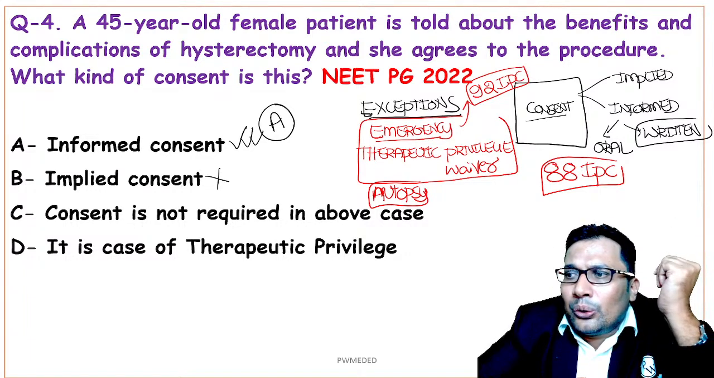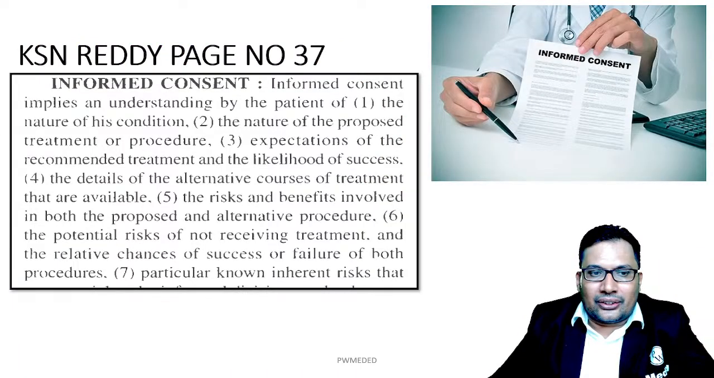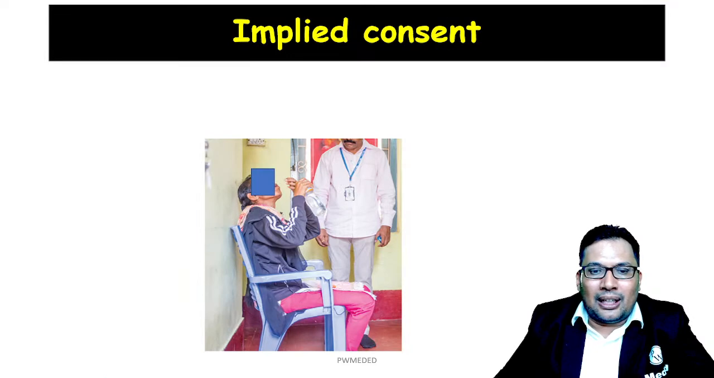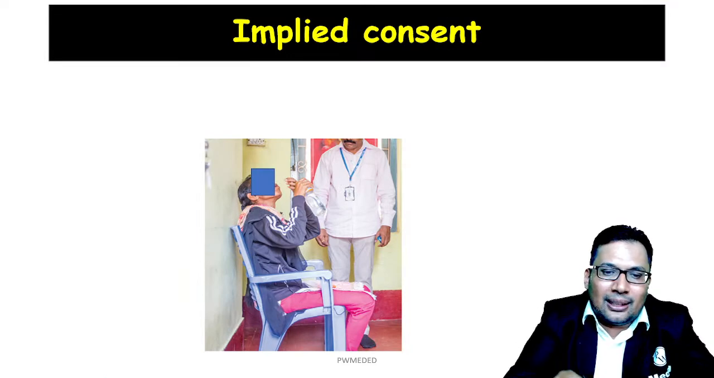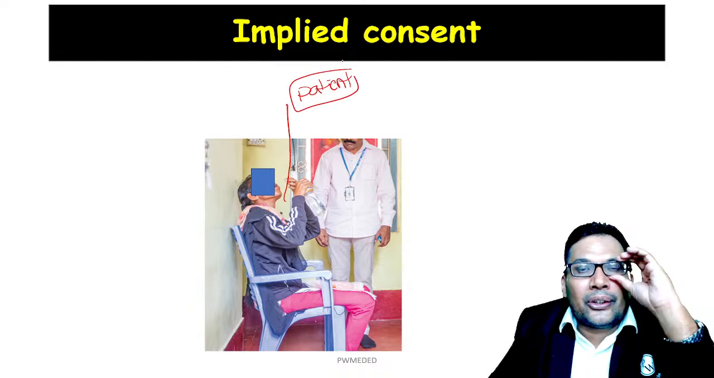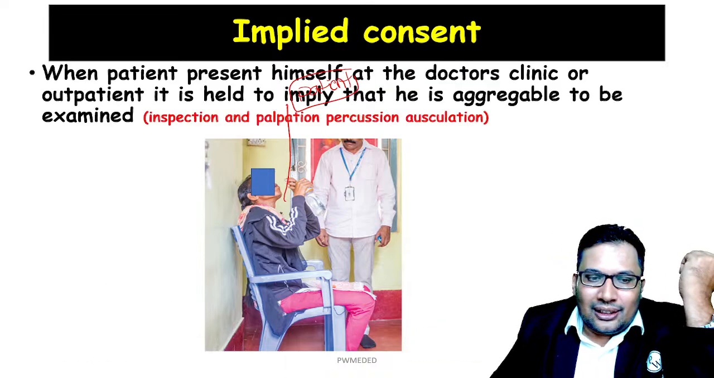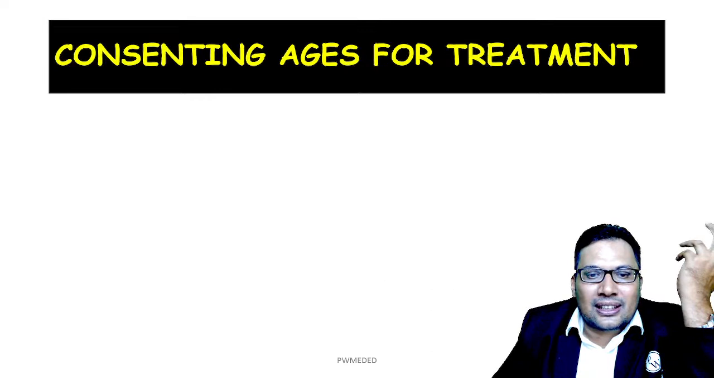So all of you write: 92 is equal to emergency. Next, look at this: implied consent. I think you can see the patient here. When a patient is in the clinic itself or the nursing home, waiting for you, that implies that consent is given. So that is the implied consent. Next, therapeutic privilege we discussed.